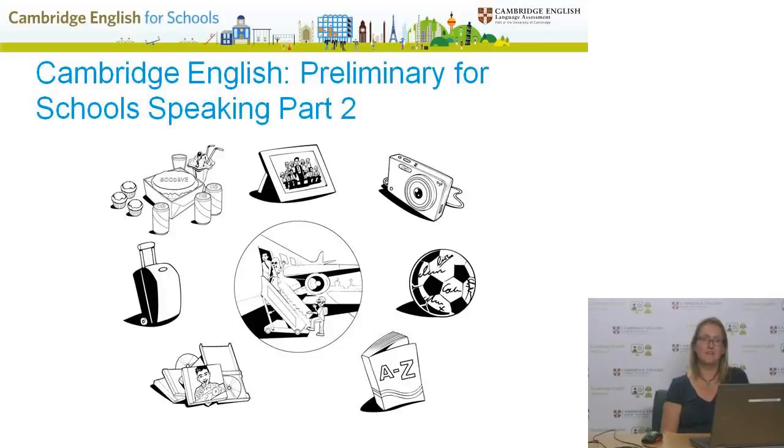The pictures are intended as prompts to help candidates think of ideas. There is no right answer to the task. Candidates are being assessed on their language ability and not their ideas.